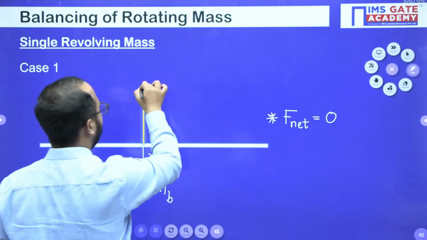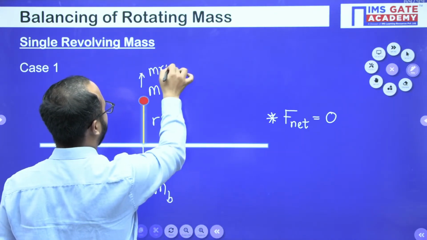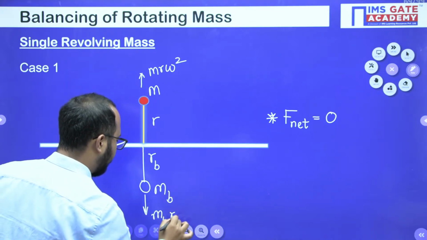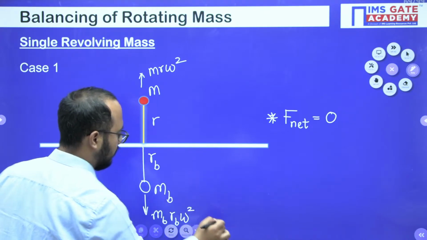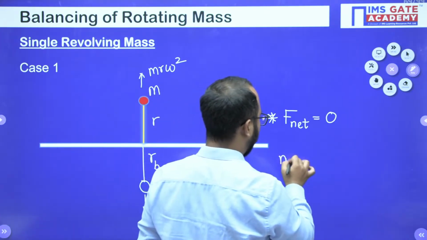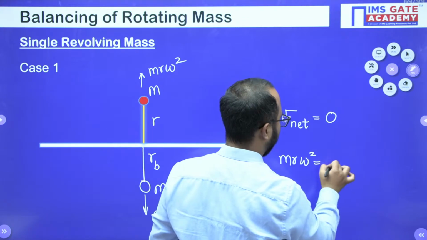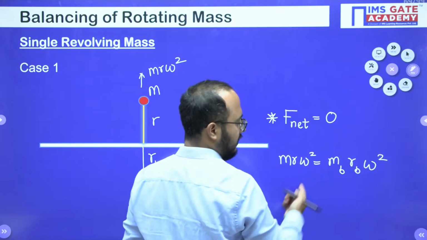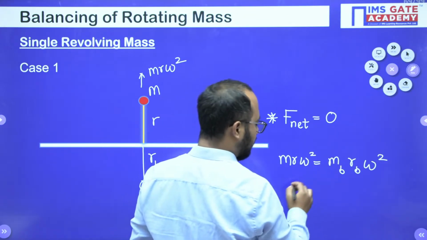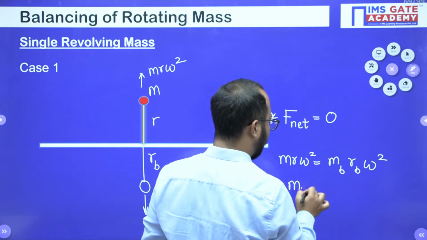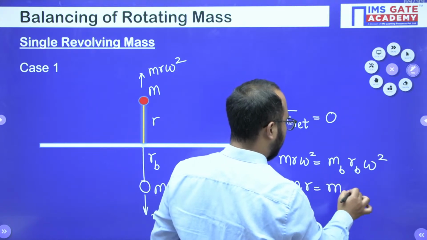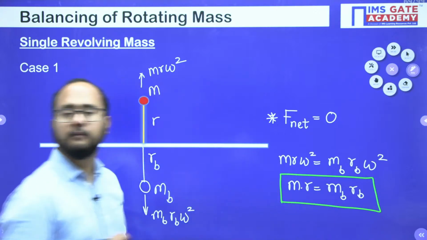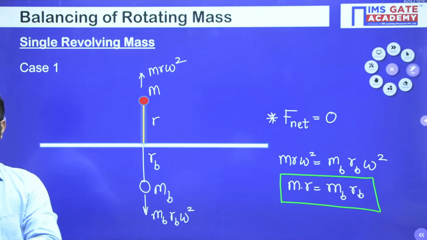So here it will be like this, m r omega square. Here it will be like this, mb rb omega square. Clear everyone? So we will write like this, m r omega square equals mb rb omega square. Okay everyone, now see, omega square will be cancelled out because the speed of rotation will be the same. M into r will be equal to mb rb. So from this relation you can calculate any unknown parameter. I hope this point is clear.